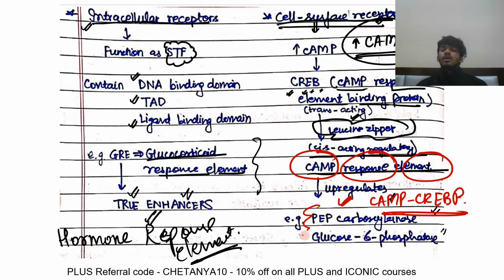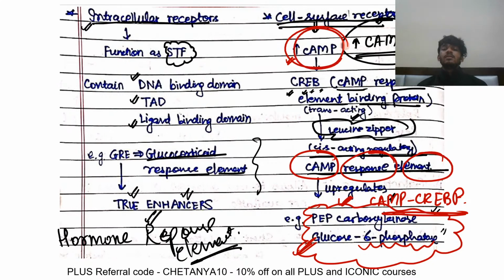For example, glucose 6-phosphatase is regulated in such a manner. Glucose 6-phosphatase is part of your gluconeogenesis. So glucagon is responsible for increasing glucose levels, and that acts via increasing the levels of cyclic AMP.